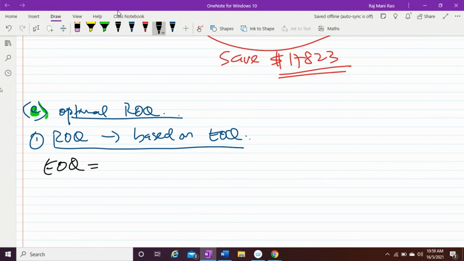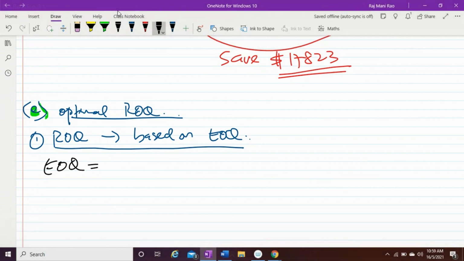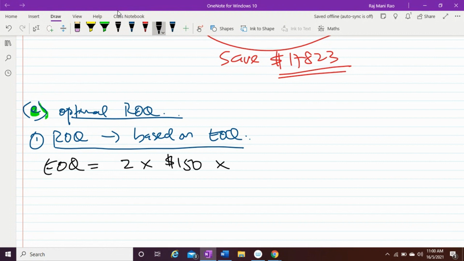How can you have a reorder quantity 5? You're going to order 5 units? 2 times what? $150 times what? Times what? I don't know. What do you think?